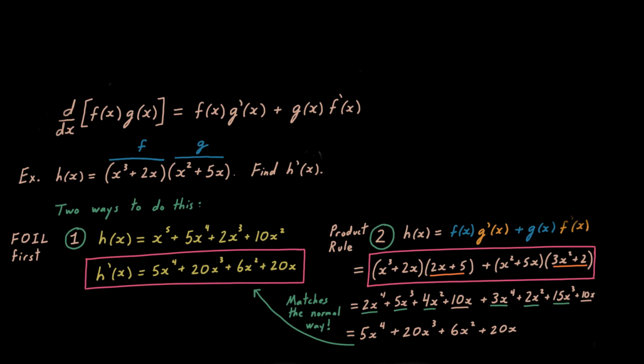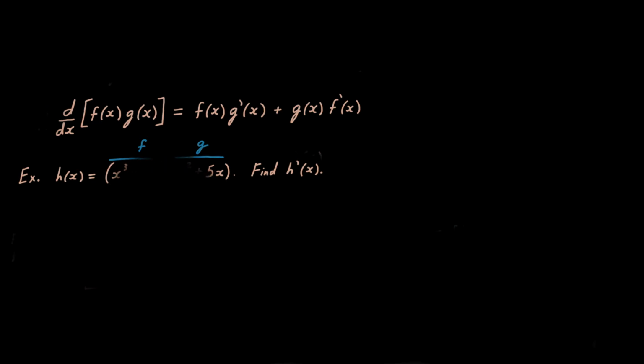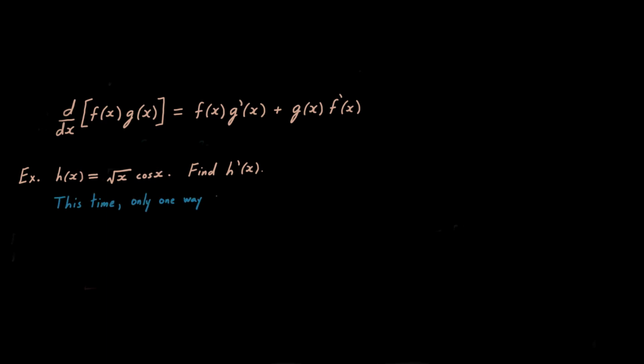So you may think, okay, what's the point of the product rule? If we have a perfectly acceptable method, why do we need the product rule in addition to that? Well, if we have a function like this, there's absolutely no way to do it with techniques we've learned previously. We have to fall back on the product rule. We can't FOIL a cosine. What does that even mean?